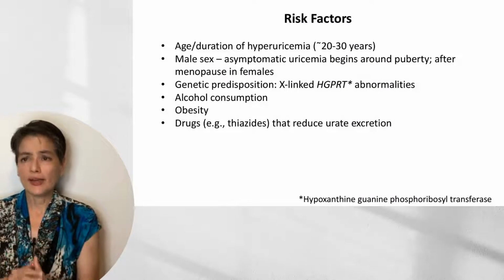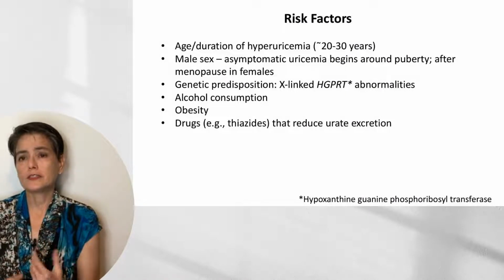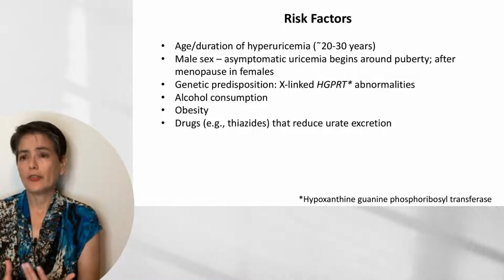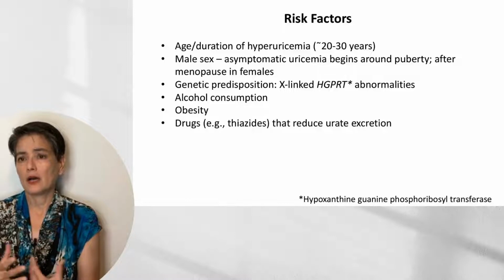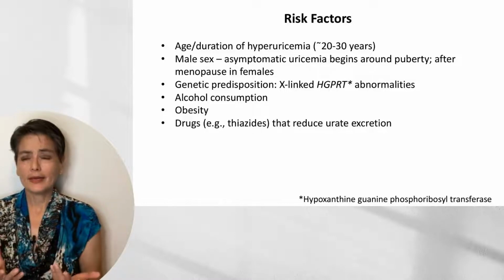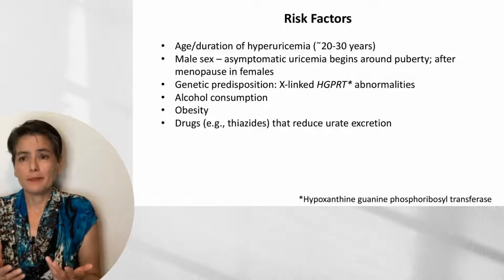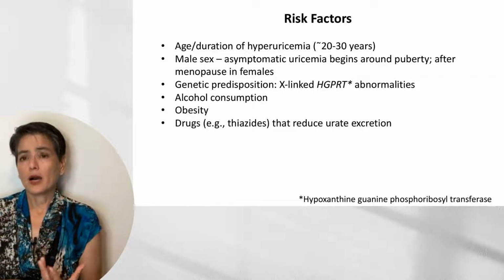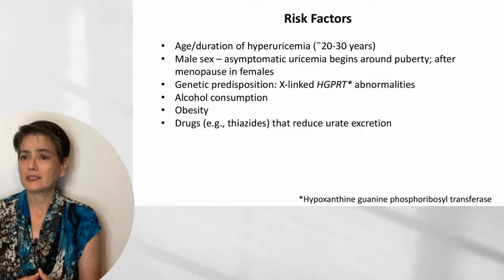Now, there are multiple risk factors for gout. We know that incidence increases with age and duration of hyperuricemia. It's thought that we get gout about 20 to 30 years after we become hyperuricemic. But then again, when we're hyperuricemic, we're asymptomatic, so we don't really know this exact range of time. Gout is more commonly associated with males, and this is perhaps because asymptomatic hyperuricemia tends to begin around puberty in that sex, and in contrast, occurs after menopause in females.